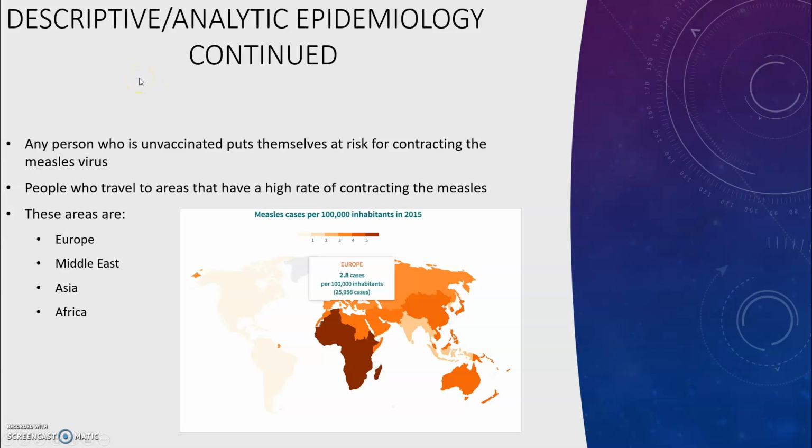We're going to continue on with the descriptive analytic epidemiology. Any person who is unvaccinated puts themselves at risk for contracting the measles virus. People who travel to areas that have a high rate of contracting the measles, these areas could be Europe, the Middle East, Asia, and Africa. I've also put a map down here to illustrate where these areas have severe high cases.